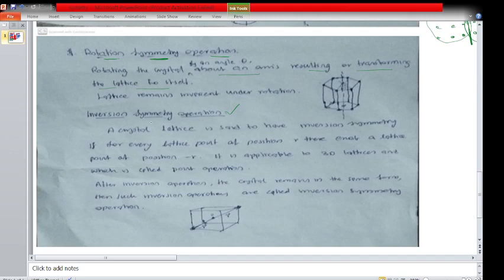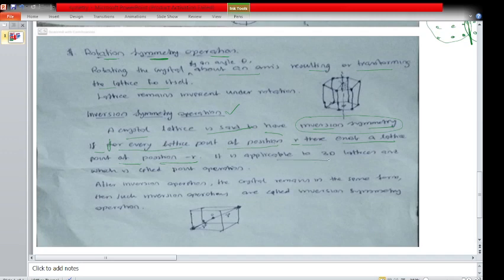Inversion symmetry operation. A crystal lattice is said to have inversion symmetry if, for every lattice point at position r, there exists a lattice point at position minus r. That is the condition. For every lattice point at r, there exists a lattice point at minus r. Then we can say the crystal has an inversion symmetry.